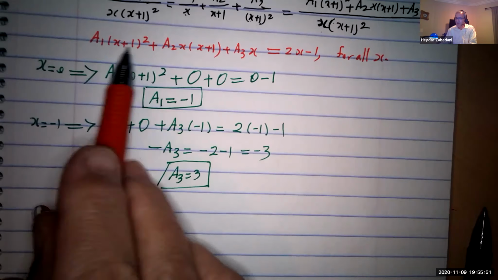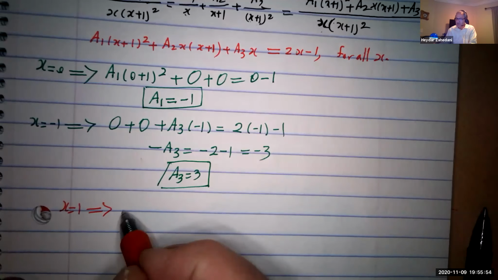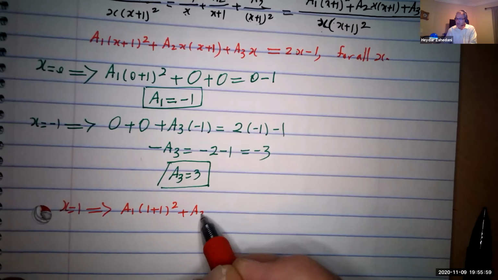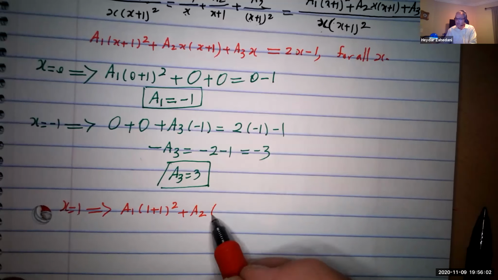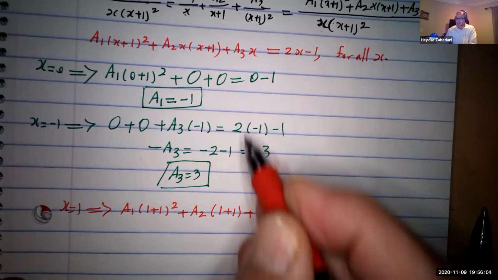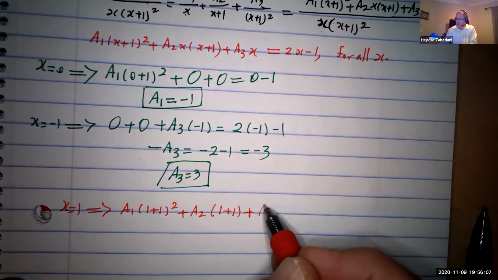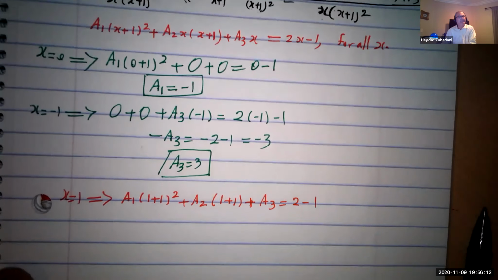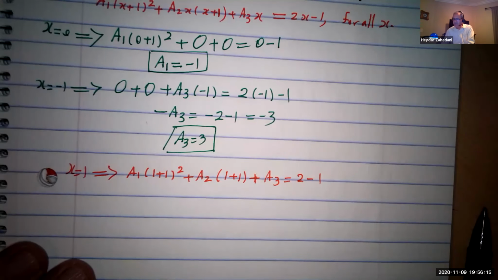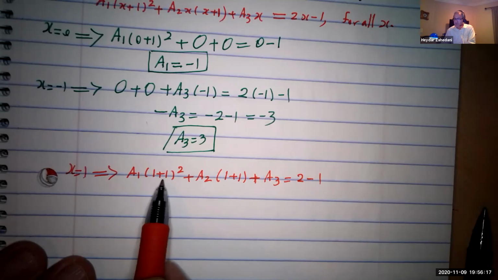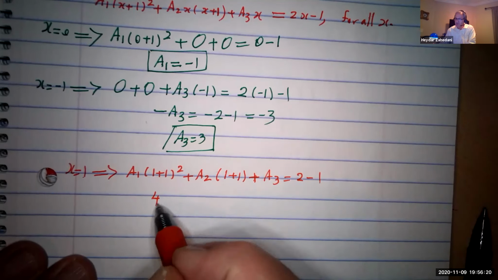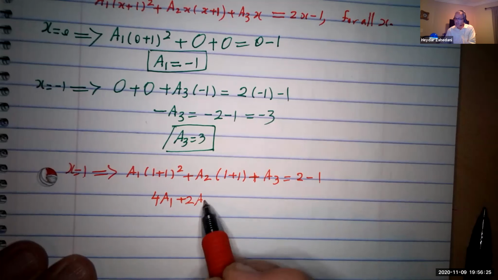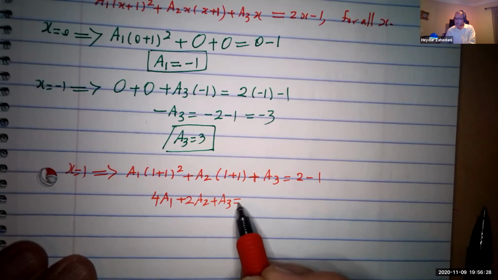Okay, substitute. So that gives a1 times 1 plus 1 all squared, plus a2 times, x is equal to 1, so 1 plus 1, plus a3, x is equal to 1. And on the other side, that gives 2 minus 1. Nothing would be 0 this time. 1 and 1 would be 2, 2 squared would be 4, so that gives 4a1. 1 and 1 would be 2, so that gives 2a2. And a3 equals 1.